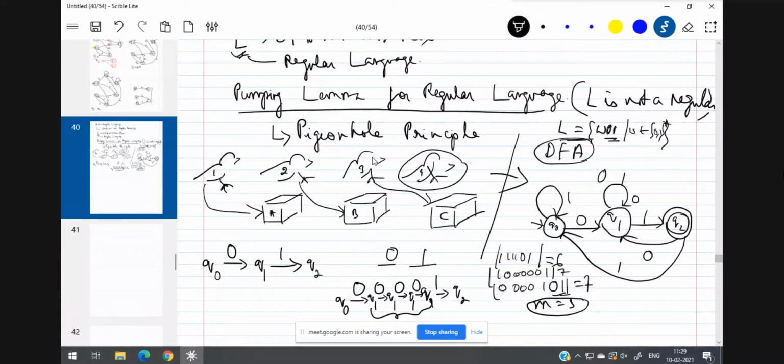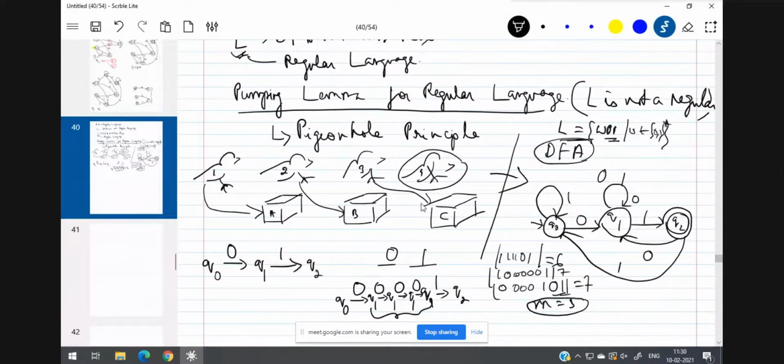A state will be repeated. How many times it's going to be repeated depends on the string. So this is the relation I just wanted to show.